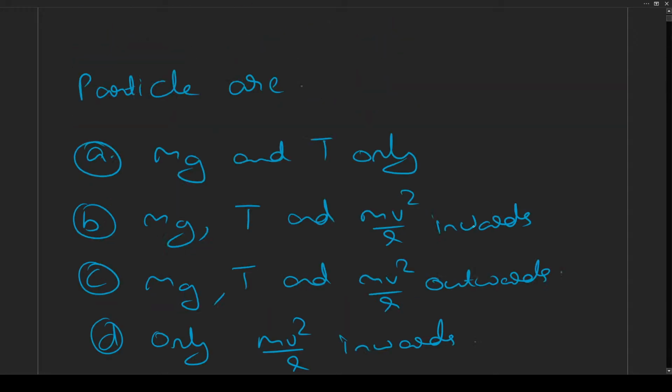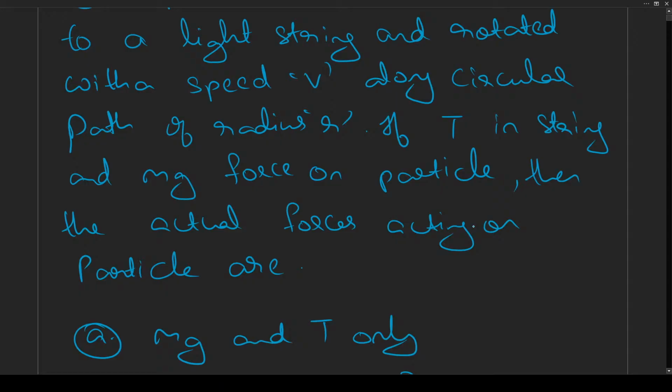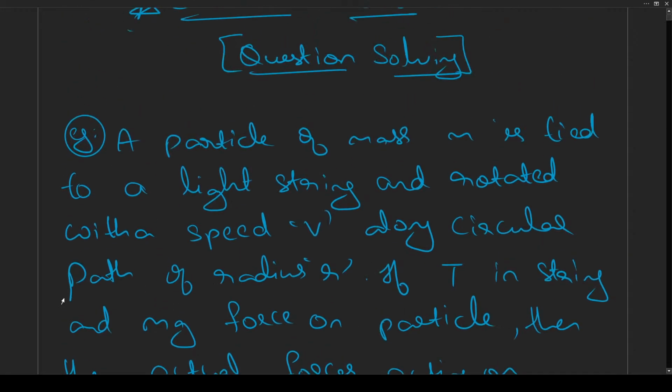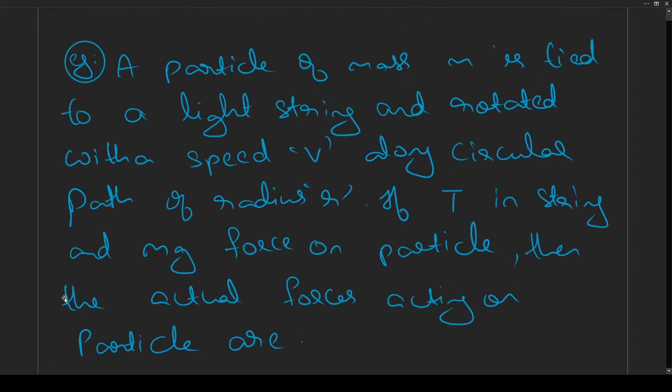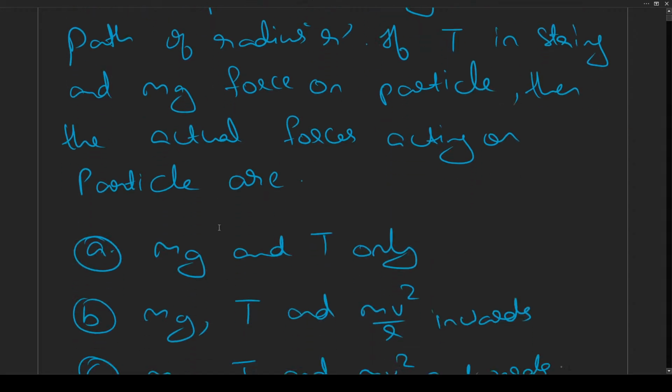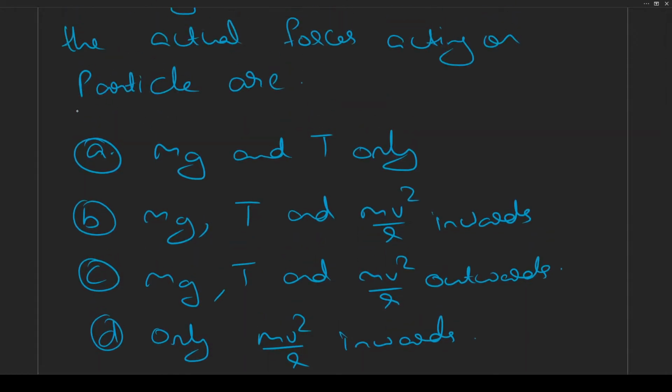They're saying that a particle is moving in circular motion which is tied to a light string. The two forces acting on it are the gravitational force and the tension. Then what are the actual forces acting on the particle? The correct answer is option A, that is mg, the gravitational force, and tension only.